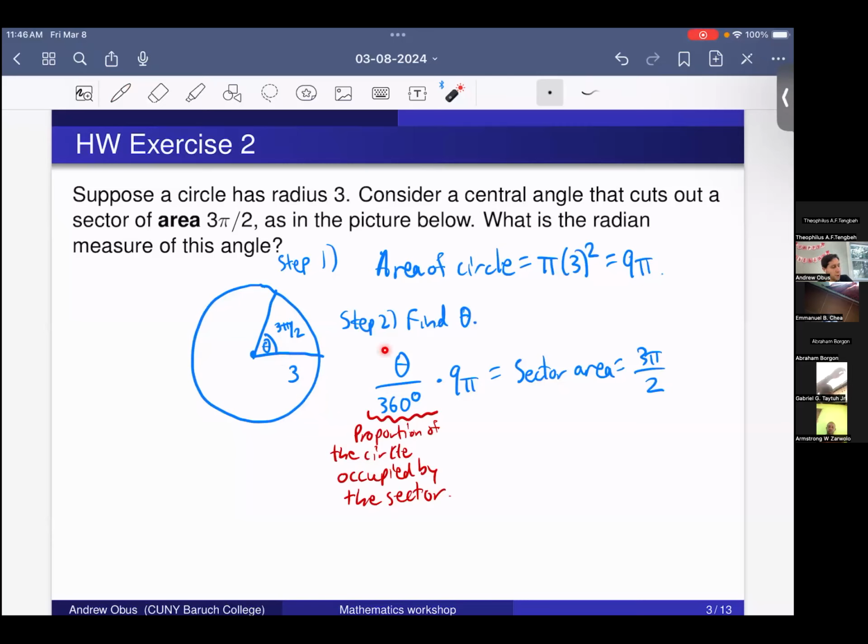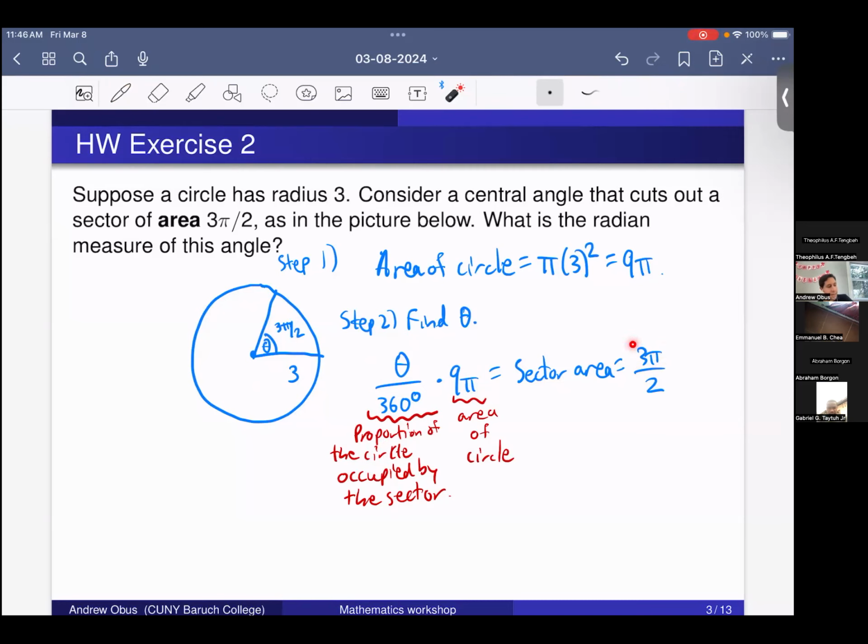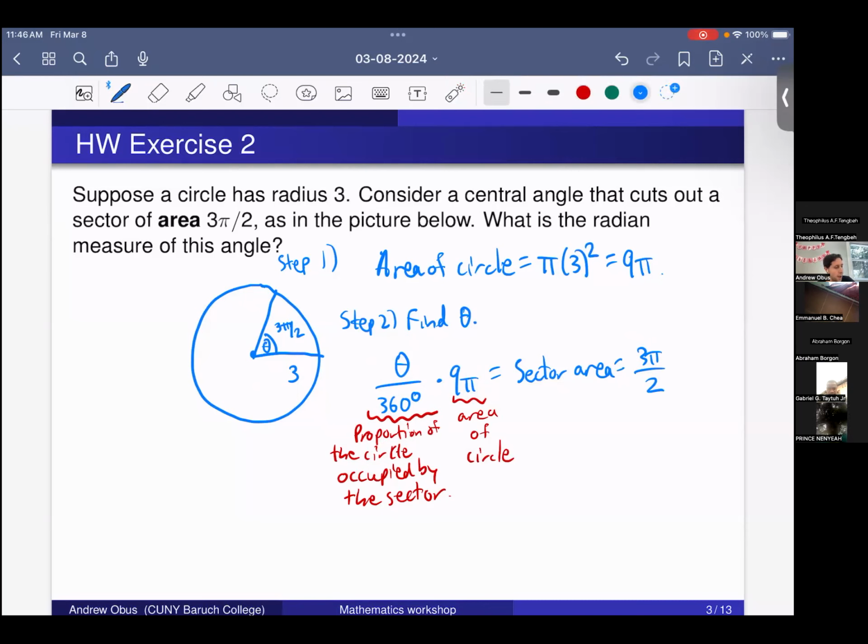So if we want to know the area of the sector, we take the area of the entire circle, right? So this is the area of the circle. We take the area of the entire circle and multiply it by the proportion of the circle that gives us this sector. And that should be the sector area, which we know is 3 pi over 2, right? Good. So we can solve now. Let's just try to solve it over here.